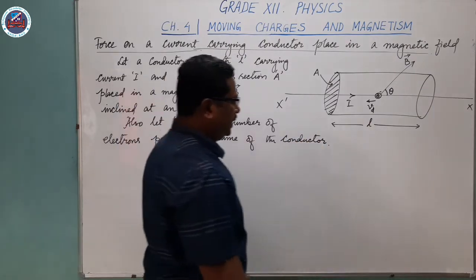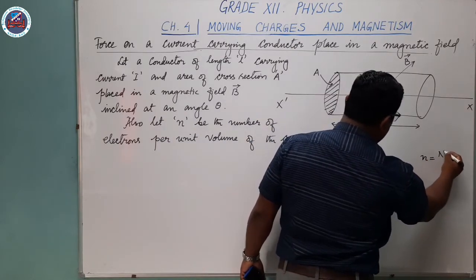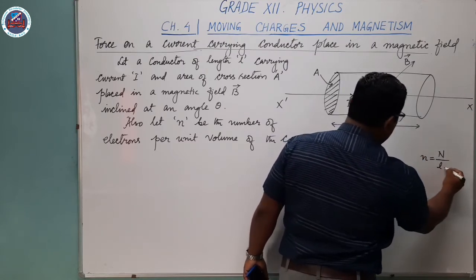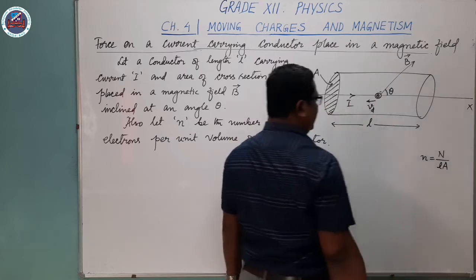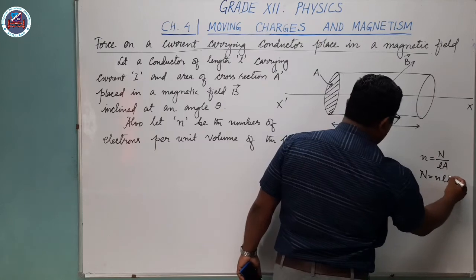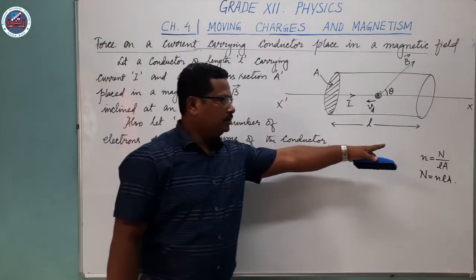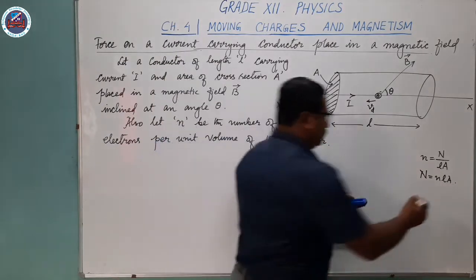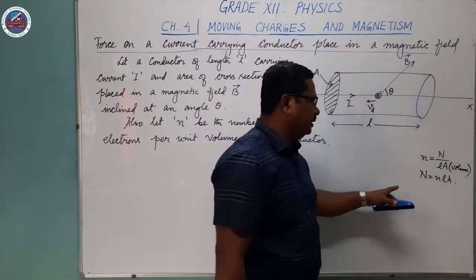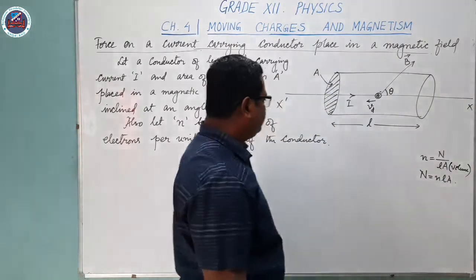As we have discussed, n is the number of electrons per unit volume of the conductor. The volume of the conductor will be length into area, or A into L. We can write L into A. The number of electrons will be n times L into A. You should know like this: small n represents the number of electrons per unit volume. This is volume. But when we say the number of electrons, then we multiply these two, n times L into A.